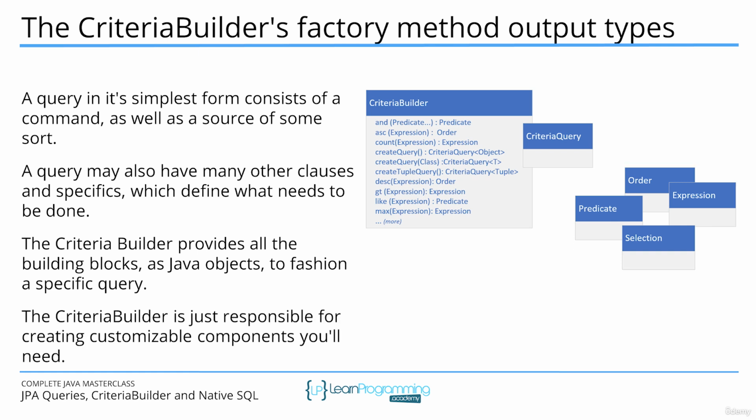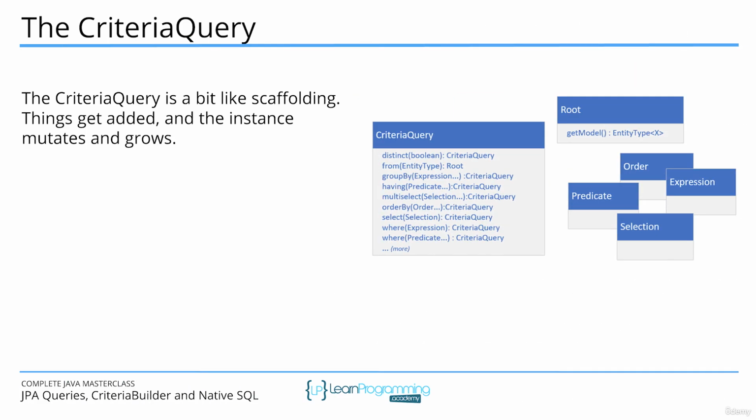The Criteria Builder isn't responsible for executing a query or even putting all the parts together. It is just responsible for creating customizable components you'll need. The criteria query object will use the building block types in its design to construct a specific query. The criteria query is a bit like scaffolding and a bit similar to a string builder object in that things get added and the instance mutates and grows.